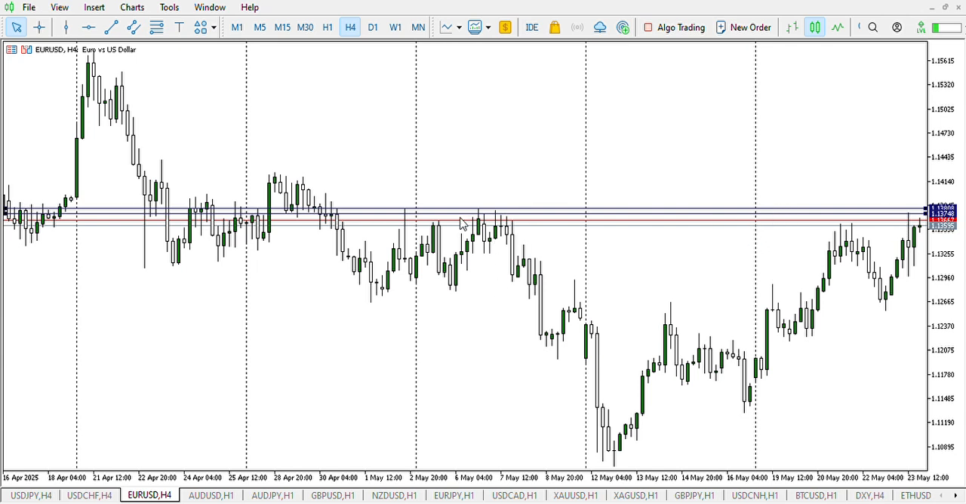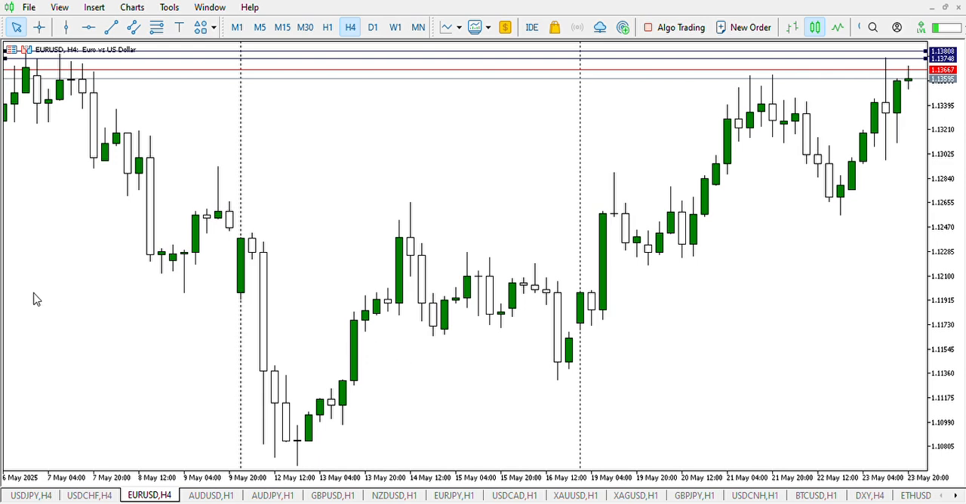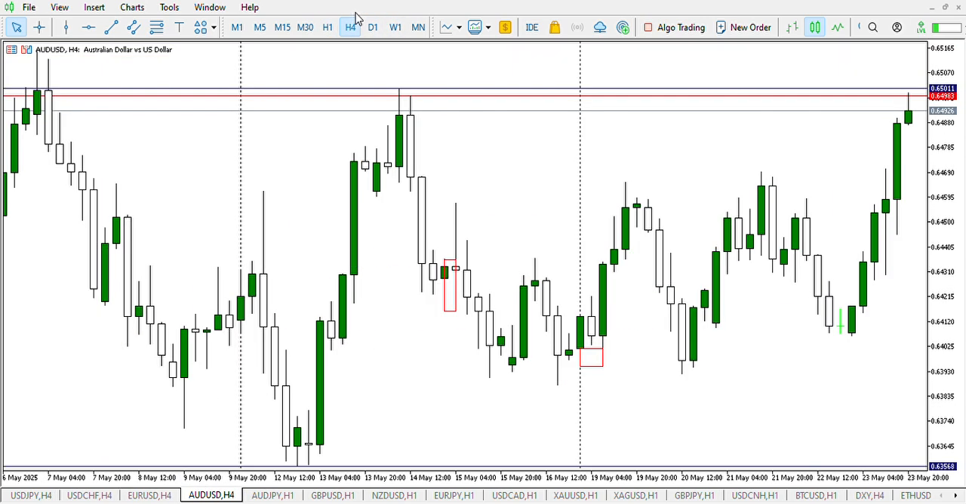We have another key resistance area here for the month of May, and you can see that price is consolidating within this zone, and when the markets open, you can expect some reaction on AUD USD.